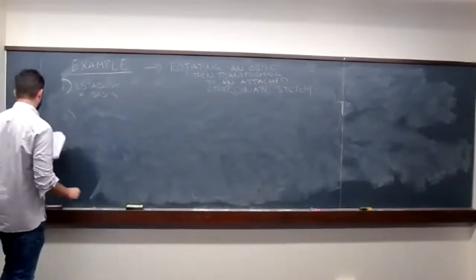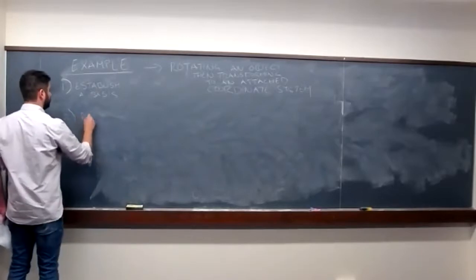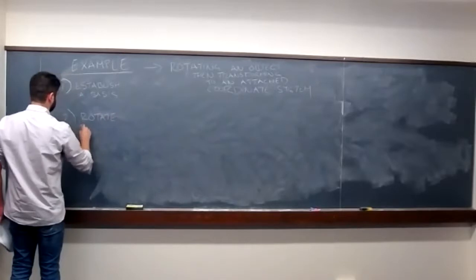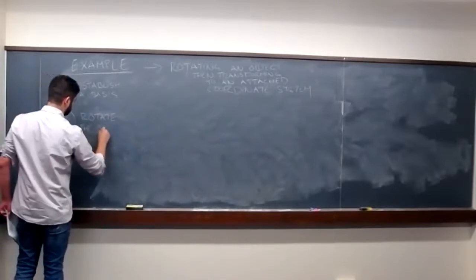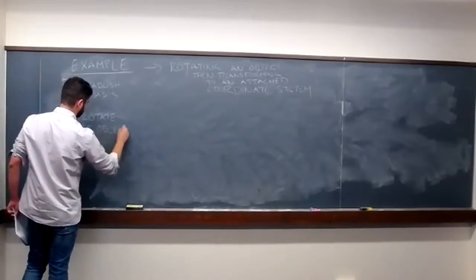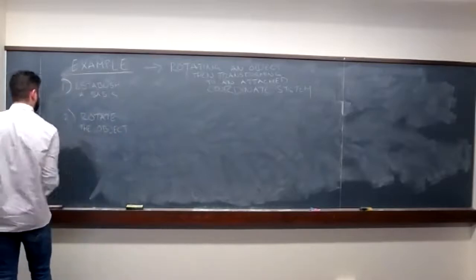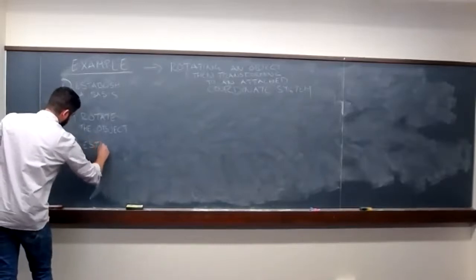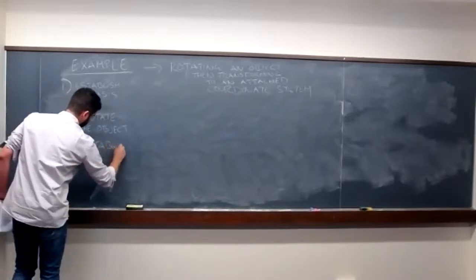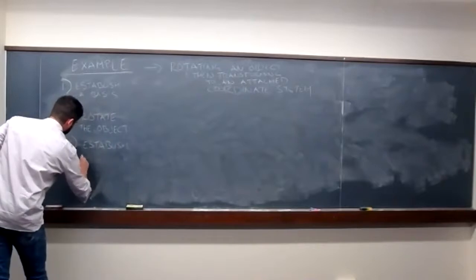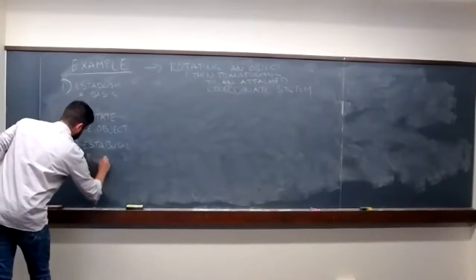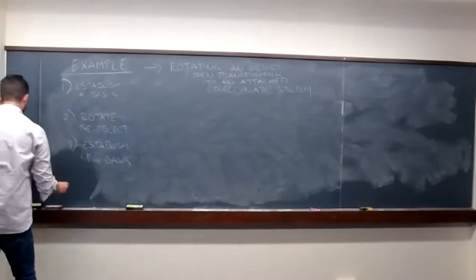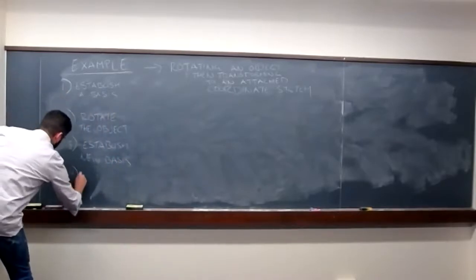So my steps are going to be: I'm going to establish a basis. I'm going to rotate the object. Then I'm going to establish a new basis. And then I'm going to determine the coordinate transformation.